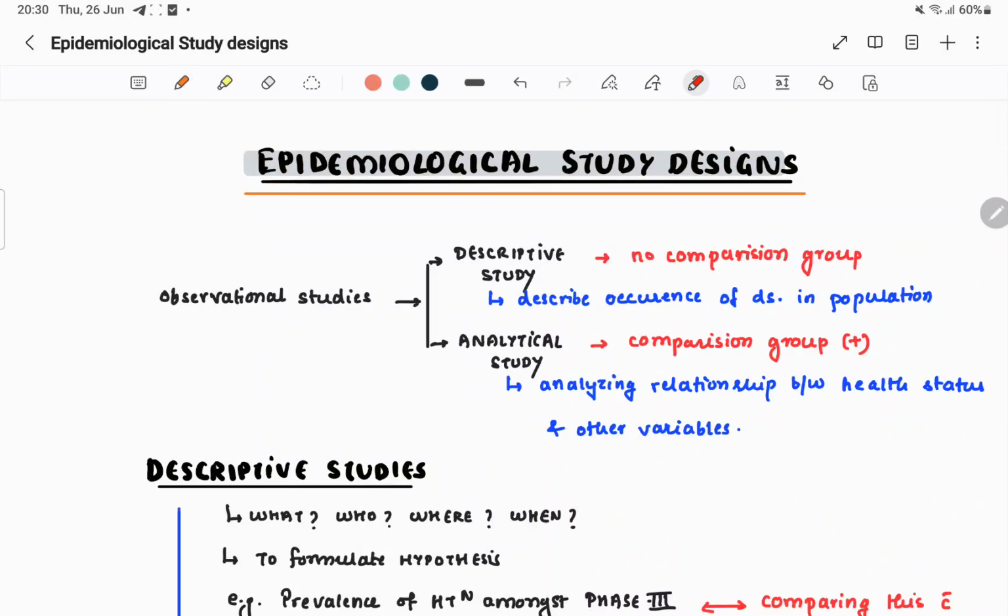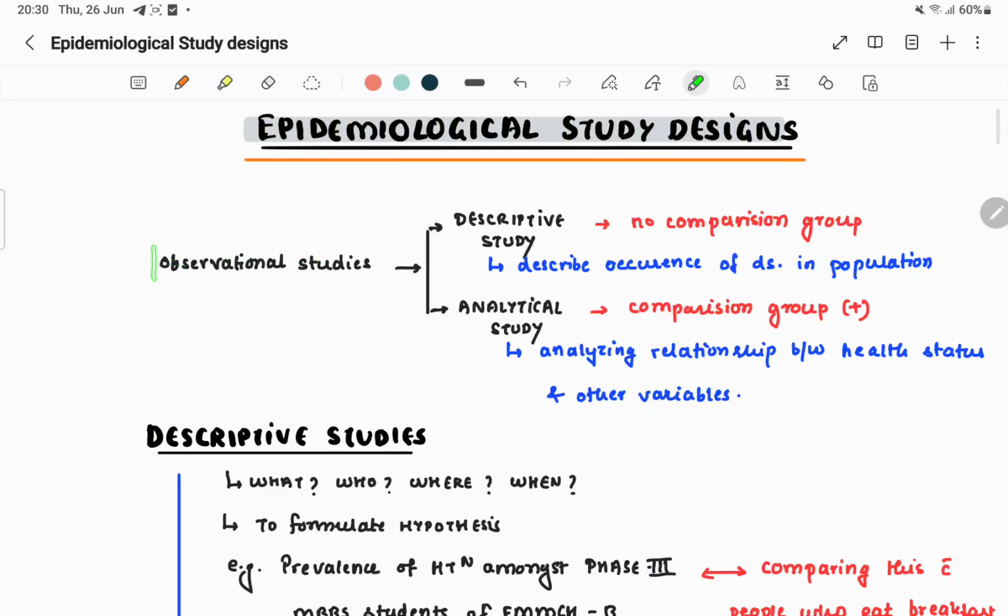We are talking about the study designs of epidemiology. In epidemiology, we have various study designs. So first we'll talk about observational study. You will be an observer and observe it. Here we divide it into descriptive epidemiology or descriptive study and analytical study.